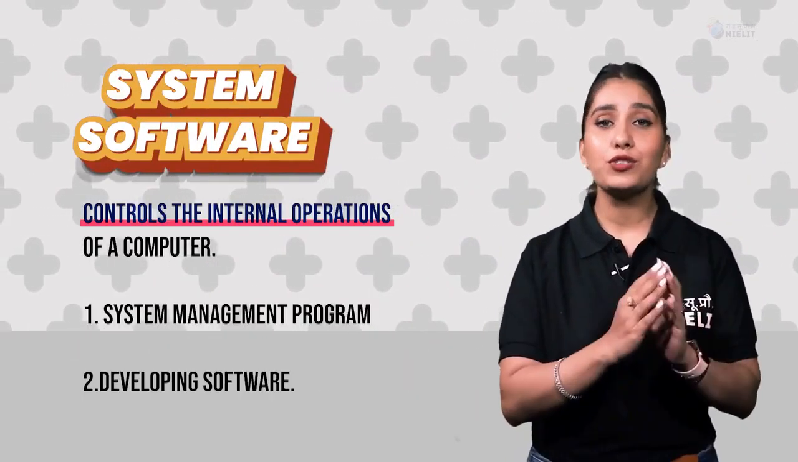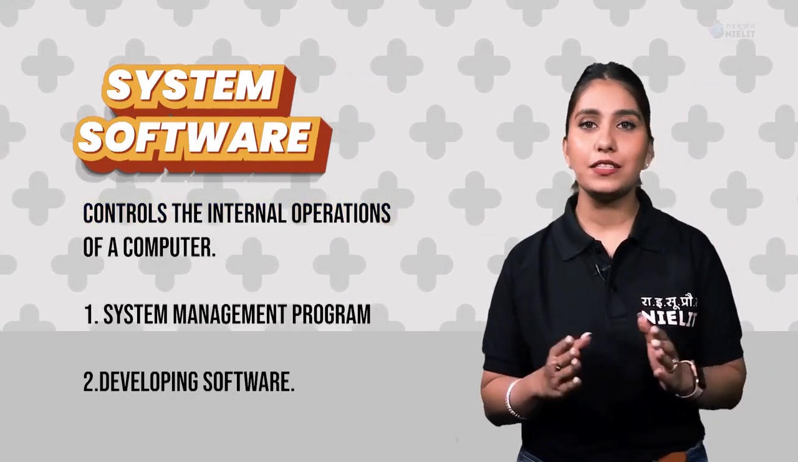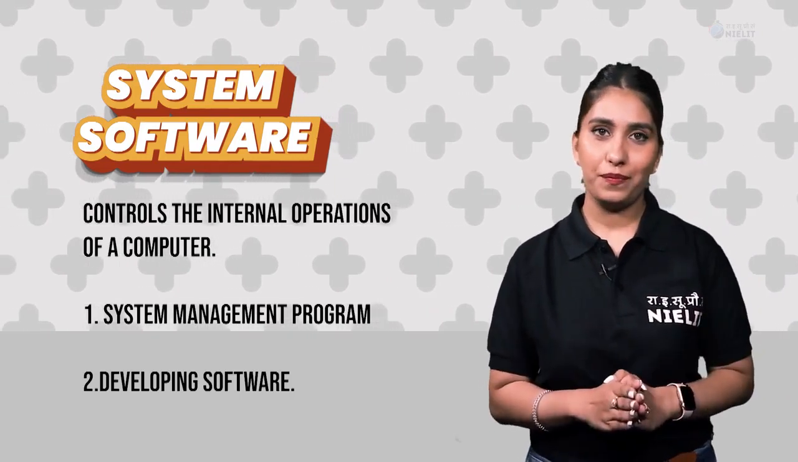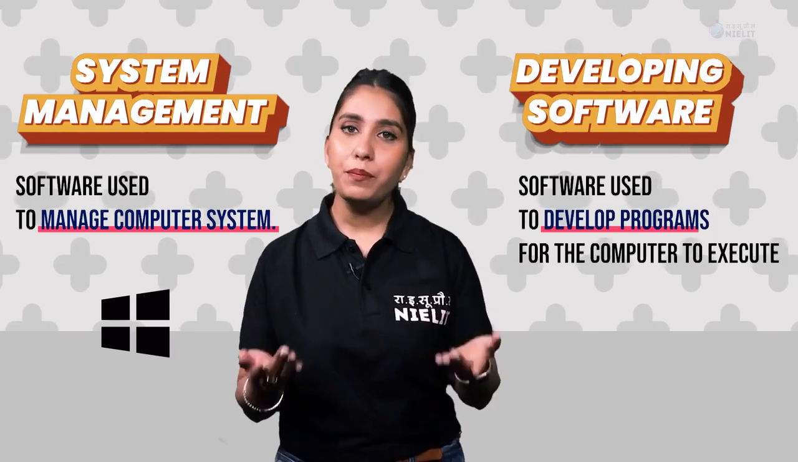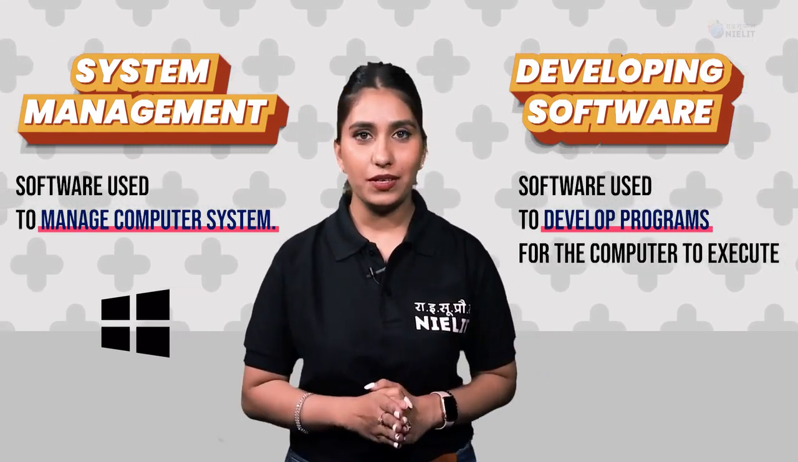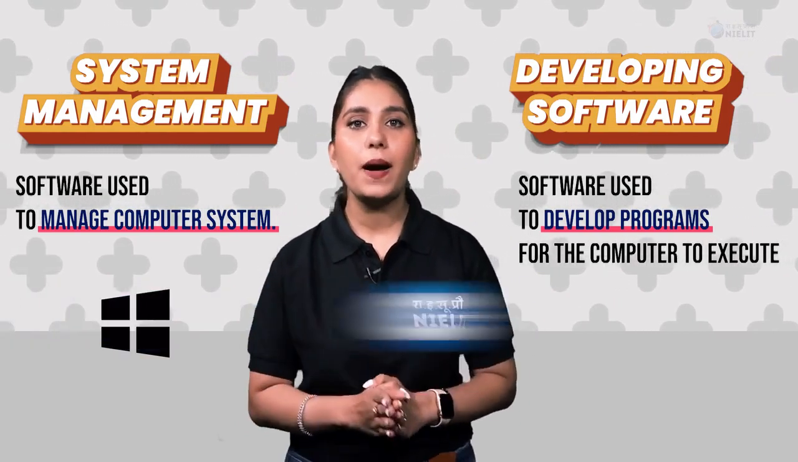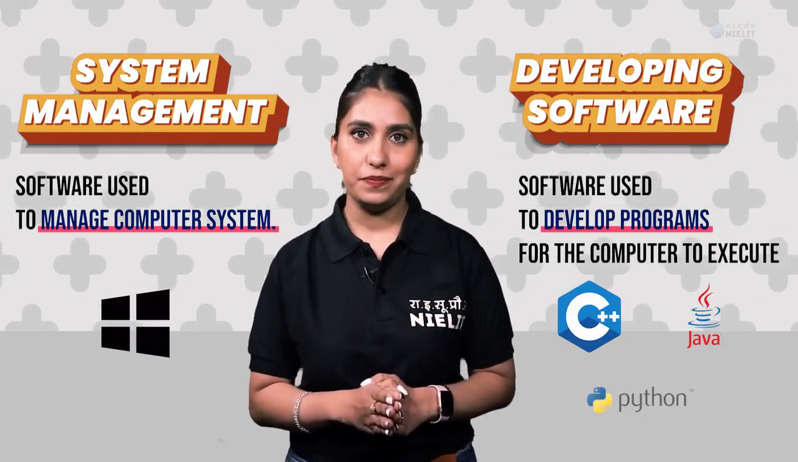The system software controls the internal operations of a computer and is further divided into categories: system management software and developing software. System management software is used to manage the computer system. For example, an operating system such as Windows is used to operate the computer. Developing software is software that is used to develop programs for the computer to execute. For example, programming languages such as C++, Java, and Python are developing software.